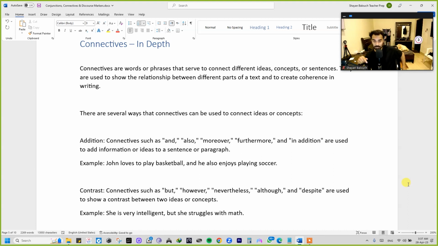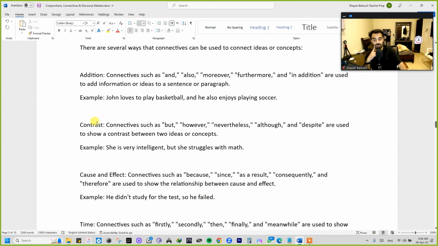I can also say it this way: John loves to play basketball. In addition to that, he also enjoys playing soccer. So I can interchangeably use connectives over here. Now, when we discuss contrast, contrast means something opposite to that, something completely from another angle.